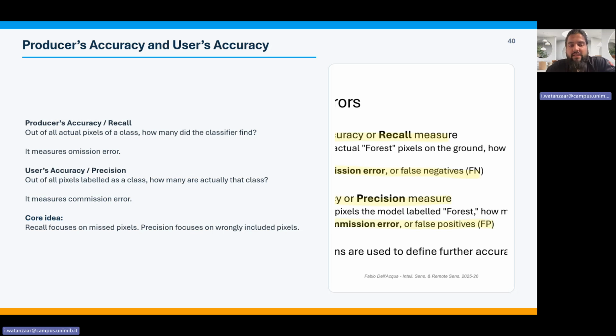So the core idea is that recall focuses on the missed pixels, and precision focuses on wrongly included pixels. Here we discussed in the previous part the commission error, where we are actually failing to do the right thing. So precision is focused on the wrongly included pixels, but recall focuses on the missed pixels of the actual classes in the classified classes.